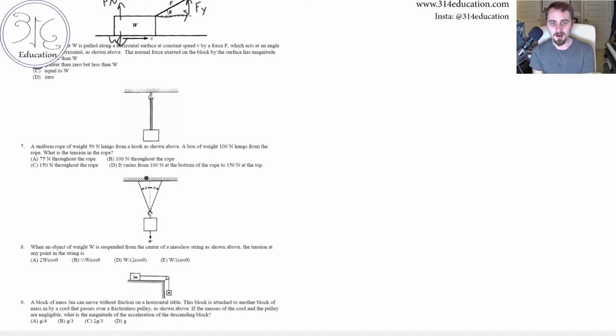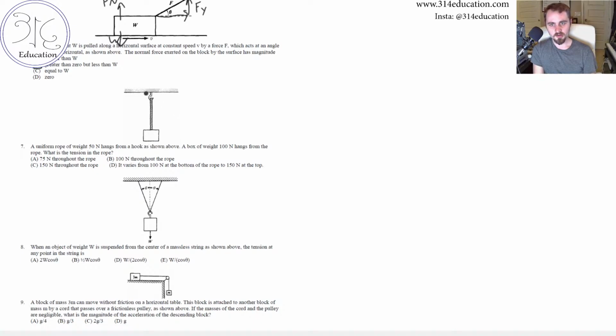All right. Next, we've got a uniform rope of weight 50 newtons hangs from a hook as shown above, and the box of weight 100 newtons hangs from the bottom of that rope. What is the tension through the rope? So that's, I haven't seen a massive rope in a while.